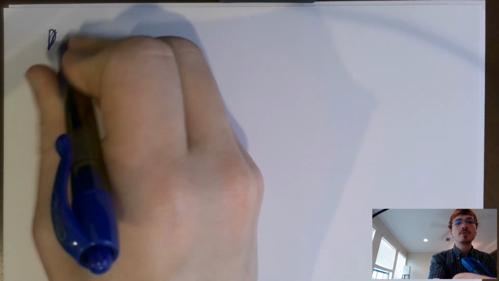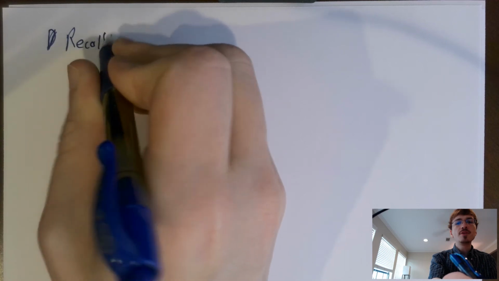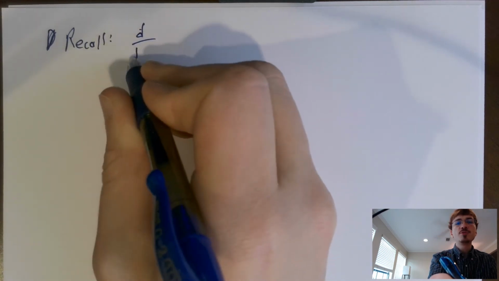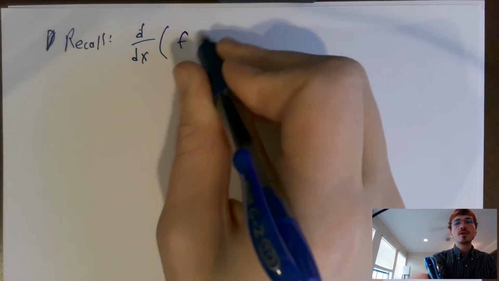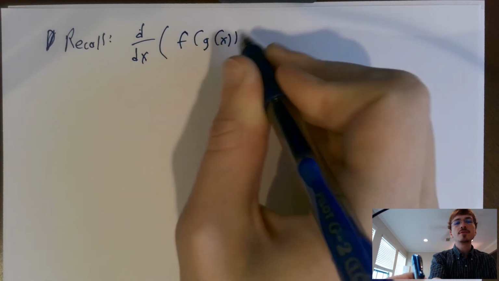Hi everyone. Today we're going to learn about implicit differentiation. And before we jump right in, let's recall our favorite technique of differentiation, namely the chain rule. Suppose we want to differentiate f of g of x.